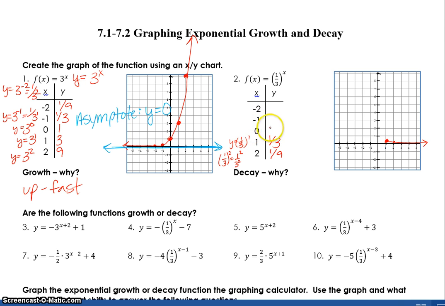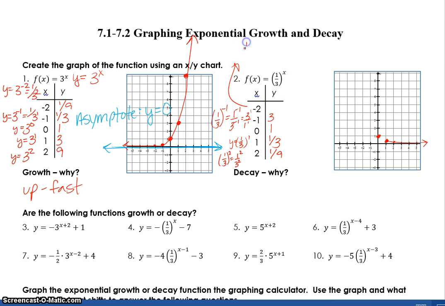So we plug in 0. Anything to the 0 power is 1. What happens if we plug in a negative here? So we have 1/3 to the negative 1, which is going to be 1 to the negative 1 over 3 to the negative 1. Negative exponents, of course, flip. So we have 3 to the positive 1 over 1 to the positive 1, or just 3. So negative 1, 3.